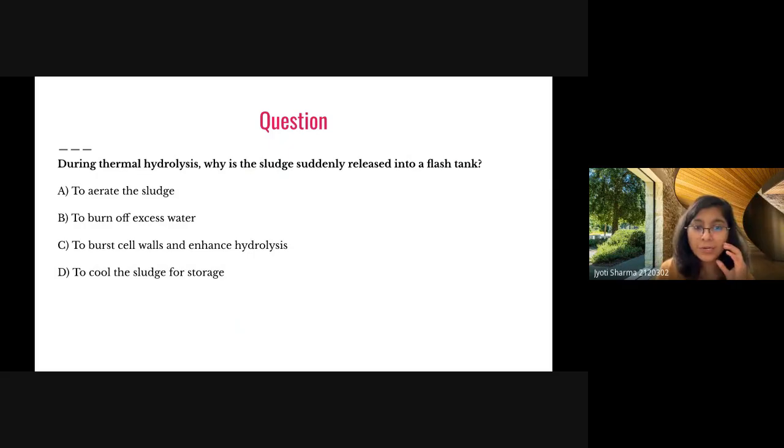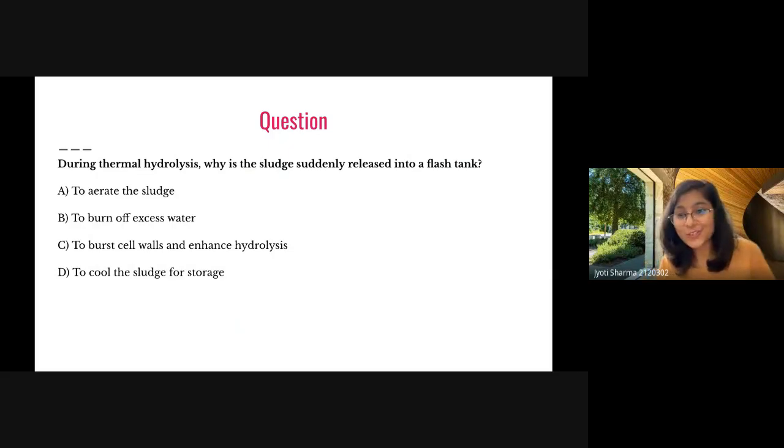During thermal hydrolysis, why is the sludge suddenly released into a flash tank? To aerate the sludge, to burn off excess water, to burst cell walls and enhance hydrolysis, or to cool the sludge for storage. So suddenly we have to release that sludge into the flash tank. But why are we doing this? What is the main purpose of this?